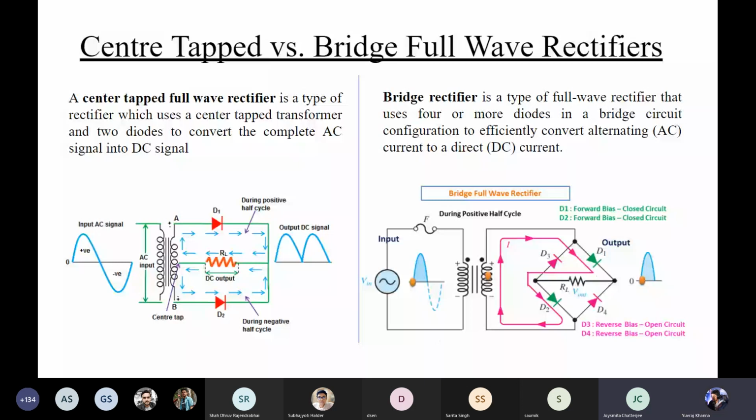During the negative half cycle, D3 and D4 are forward biased, D1 and D2 are reverse biased, and again unidirectional current flows through the load resistance RL. So in this case also, for both the positive and negative half cycles, you are going to have the output. The output is the same for both cases, just that this employs 4 diodes and that employs 2 diodes. After this, we'll come to some terminologies related to the rectifier section.